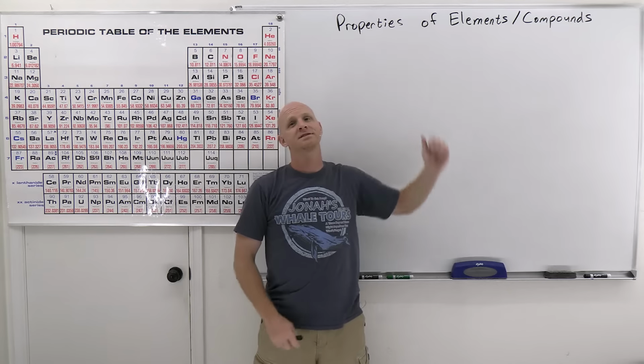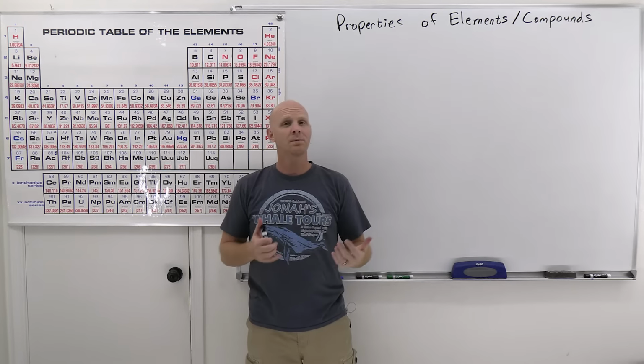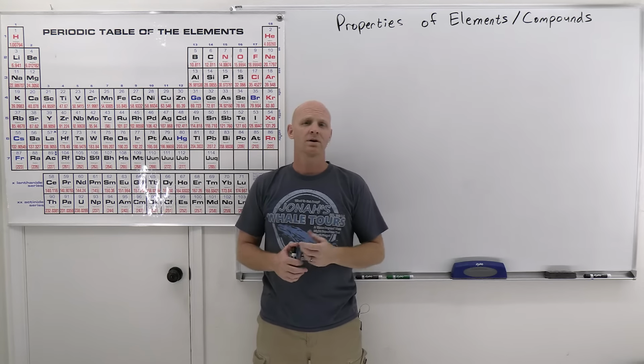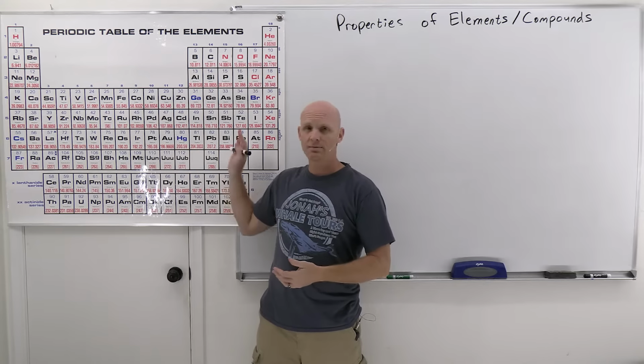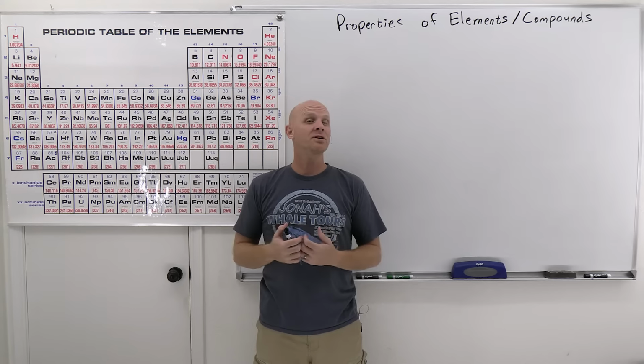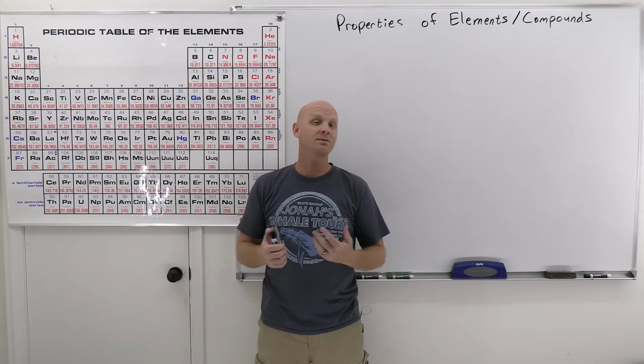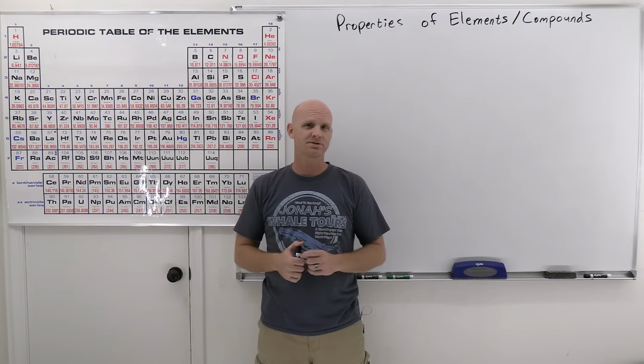Properties of elements and compounds. So we're going to do a little descriptive chemistry in this lesson, and we're going to go through and remind ourselves of where the metals, nonmetals, and metalloids are, and then talk about the different types of compounds we can form and some general properties of those different types of compounds.